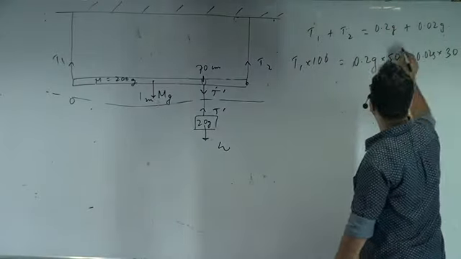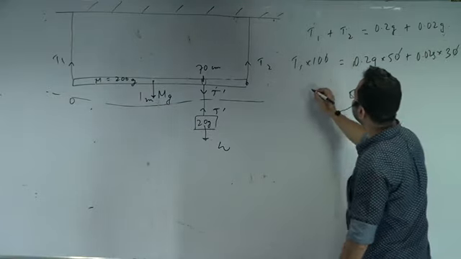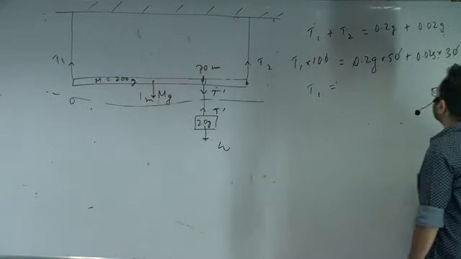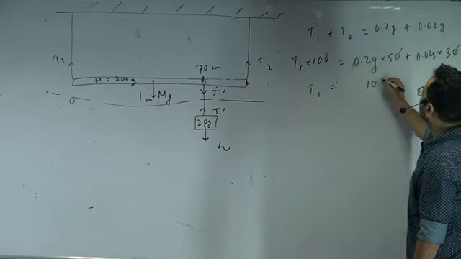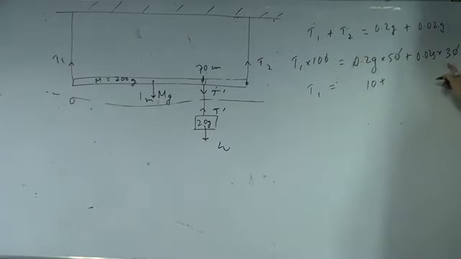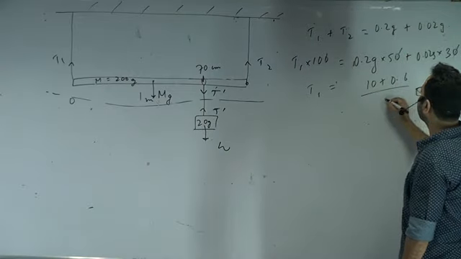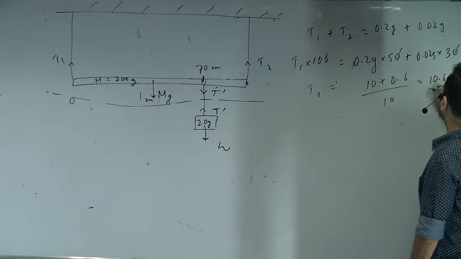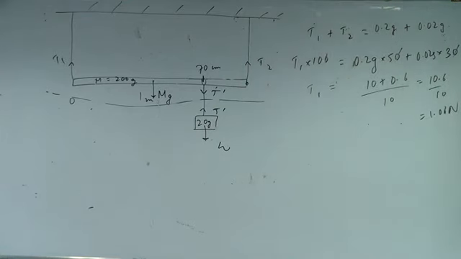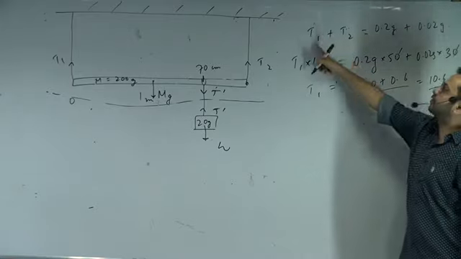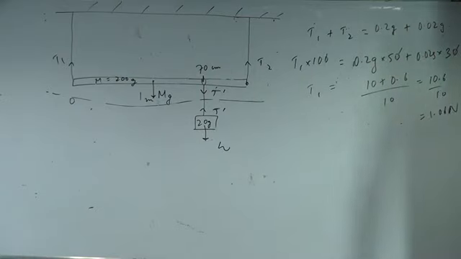So this cancels out, this cancels out, this cancels out. So what are we left with? We're left with T1 is equal to 2510 plus this is 0.2, 0.6 divided by 10. Yani ki 10.6 divided by 10, yani ki 1.06 Newton. Clear? Any problem? Okay, so once you have calculated this, put this here and you can calculate T2.